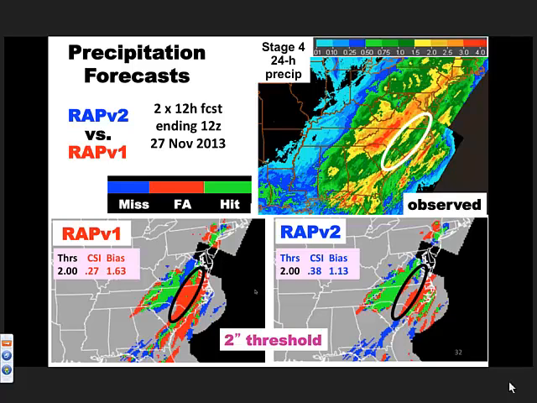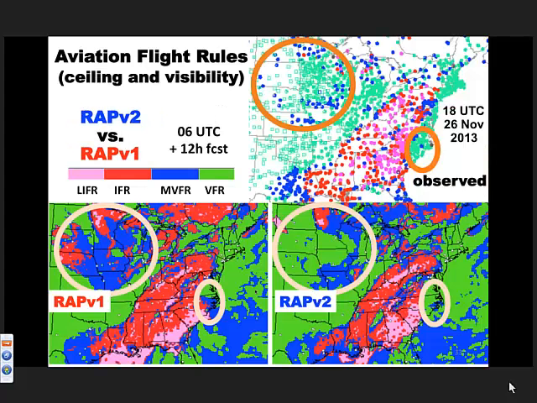The next case is an example from ceiling forecasts and aviation flight rules. That again is slowly coming up, but seeing an improvement in the ceiling height and coverage overall. And again, I'm killing time here as we wait for it.